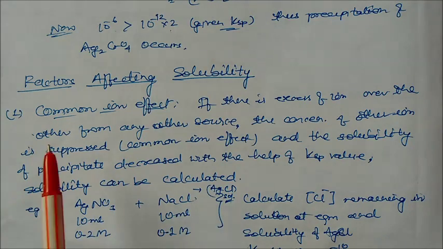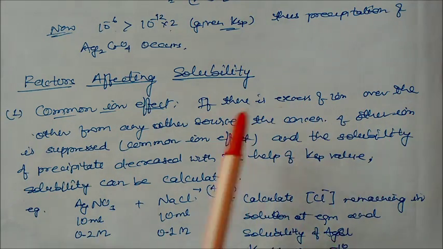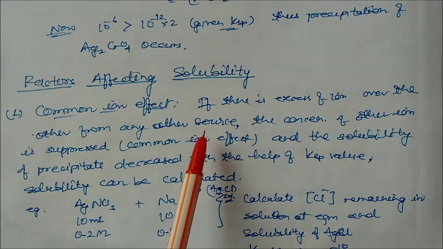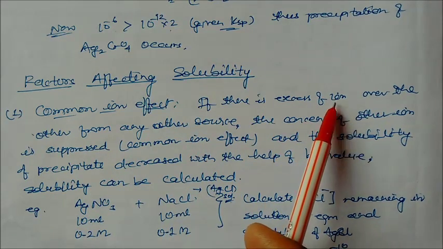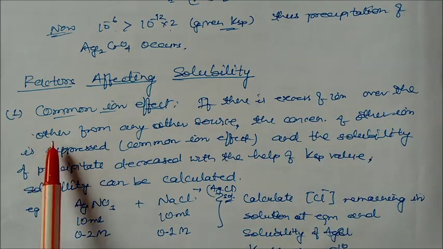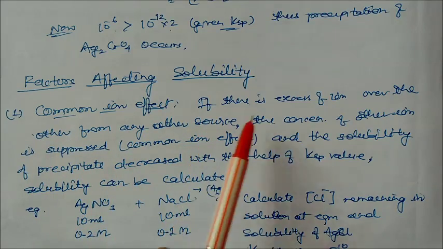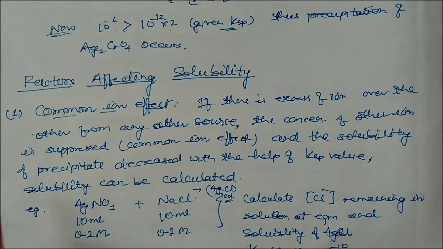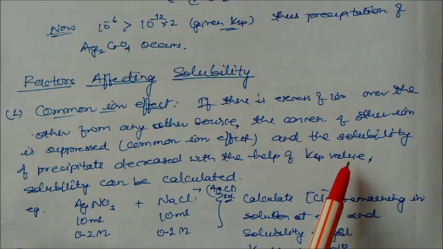Common ion effect means if there is an excess of an ion from any other source, then the concentration of the other ion is suppressed and the solubility of the precipitate decreases, with the help of the Ksp value. So like this, there is an example.